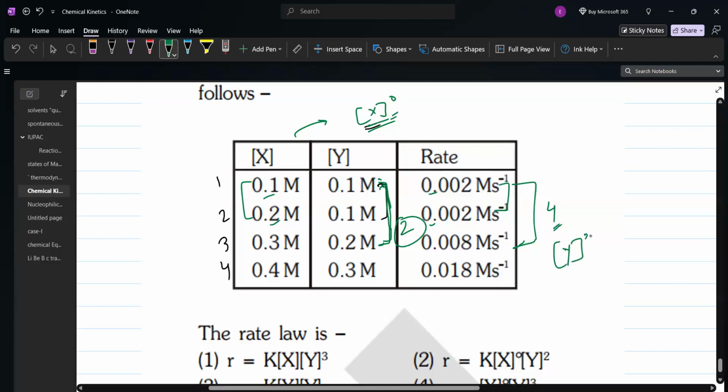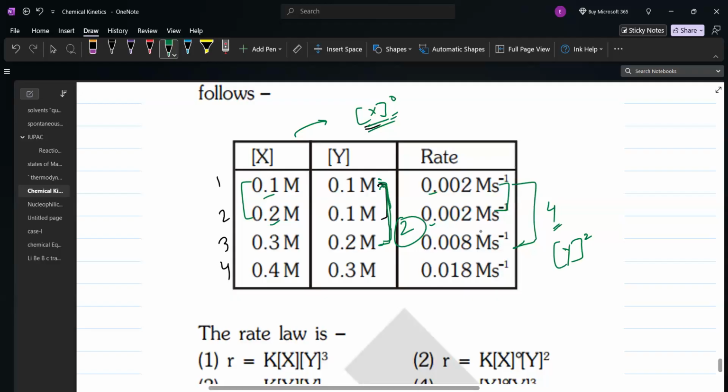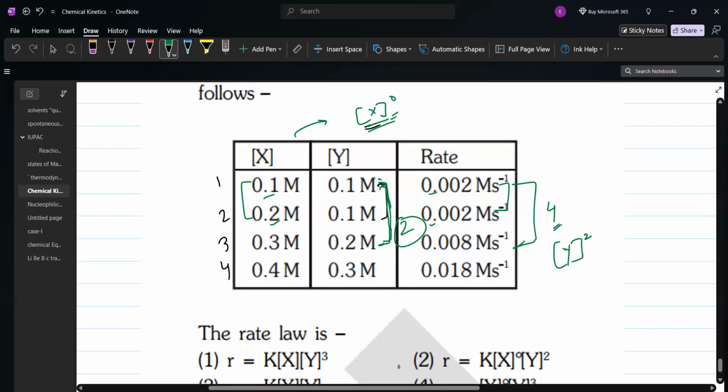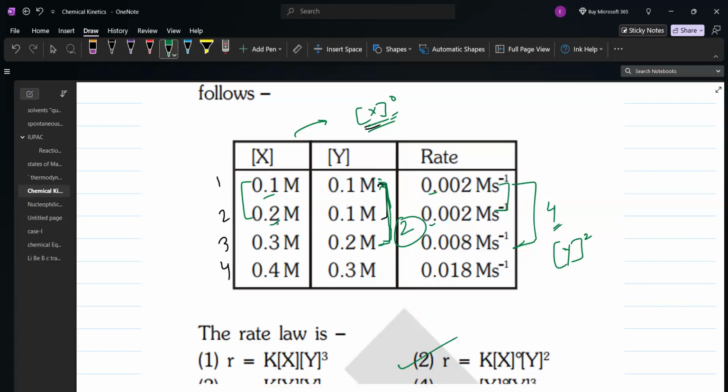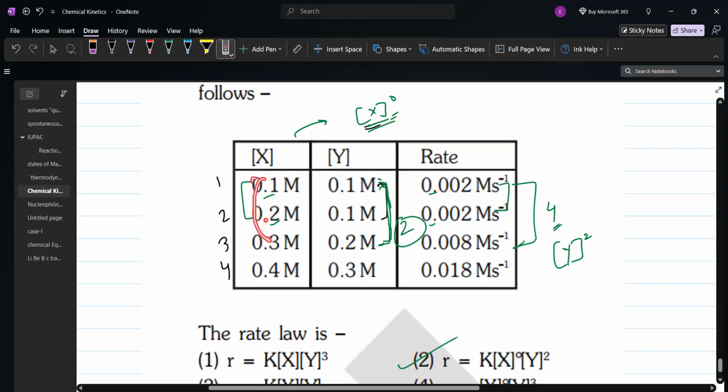It should be 2, right? Because it has been doubled, means the square of it, right? Yes, sir. To simplify, the answer will be second order. The good thing about this question is that we have changed the concentration of X here also and Y here also, but it doesn't matter with this concentration, right?